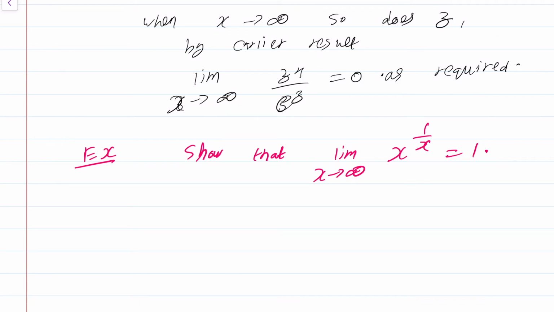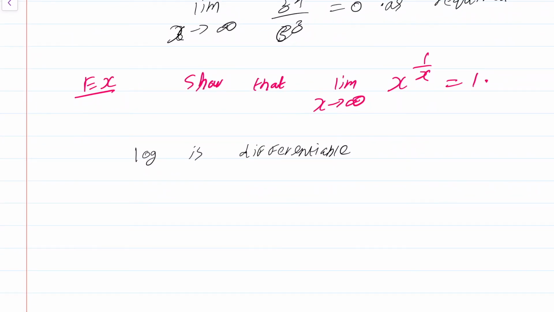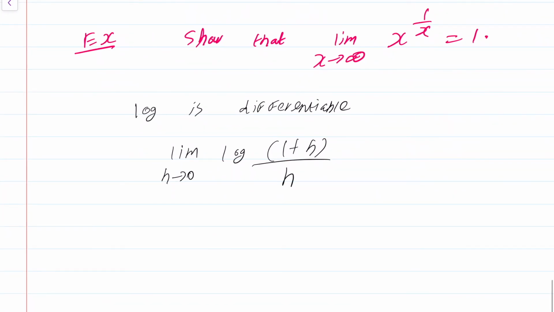What we do is the following. We know that the function log is differentiable. That's how it was constructed as an inverse of the exponential function. We essentially created the log function using the inverse function theorem. Therefore, it's differentiable at the point 1. The derivative is given by the limit h going to 0 of log(1 plus h) by h. And this is nothing but limit h going to 0 of log(1 plus h) minus log 1 by h, which is just 1.